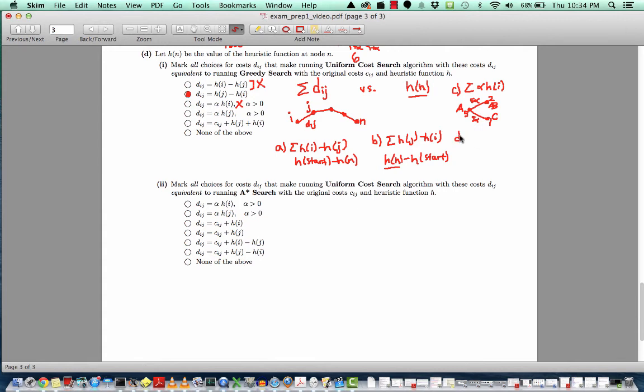Now let's consider part D, where we have dij is equal to alpha times h of j. So in this case, the sum of dij is going to be equal to the sum of alpha times h of j.